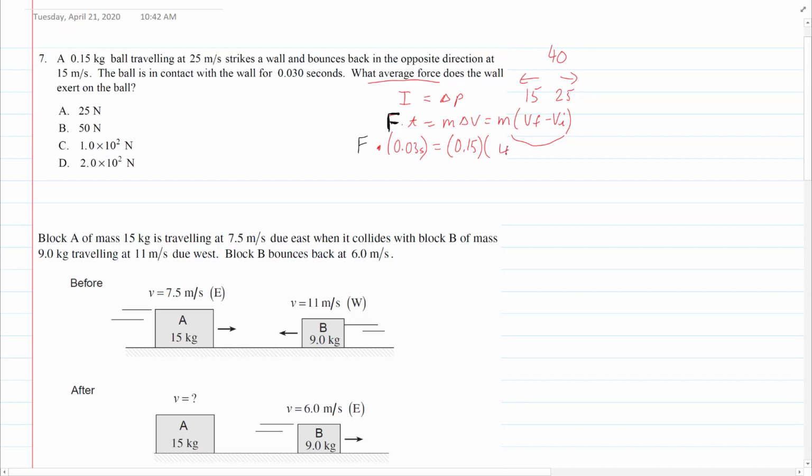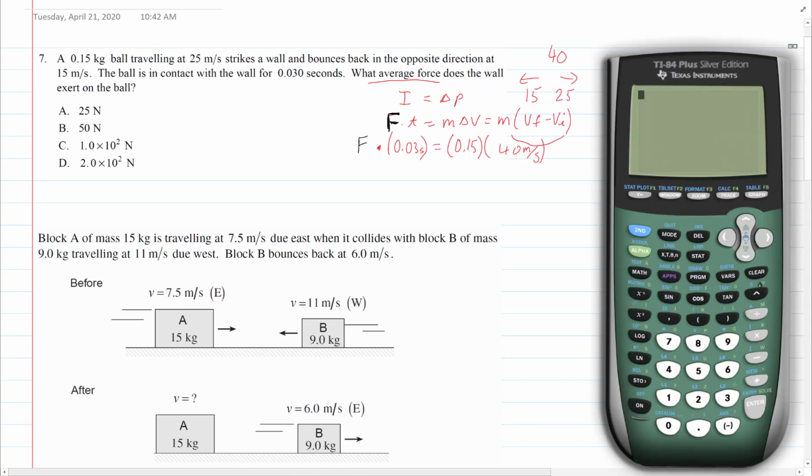Okay, now we just pull up our calculators and see how it works. Hello, Mr. Calculator. So we go 0.15 times 40 divided by 0.03, and we get 200. The force here is 200, and that'll be in newtons. And the answer is D.